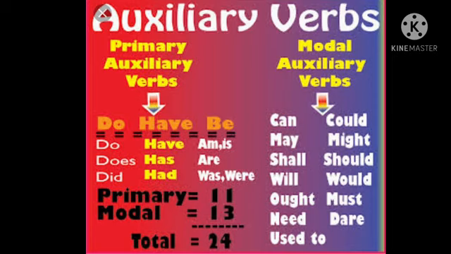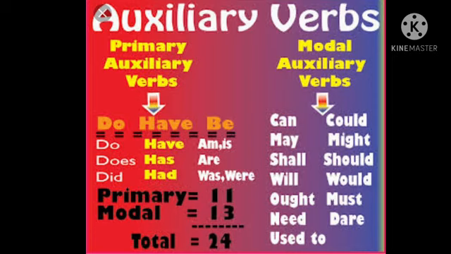Now we can see the classification of auxiliary verbs. First, we can divide the auxiliary verbs into two, that is primary auxiliary verbs and the modal auxiliary verbs. In primary auxiliary verbs, we have three forms: do forms, have forms, and be forms. In do form, we have do, does, and did. In have form, we have have, has, and had. Then in be form, we have am, is, are, was, and were. So the primary auxiliaries are 11 in number.